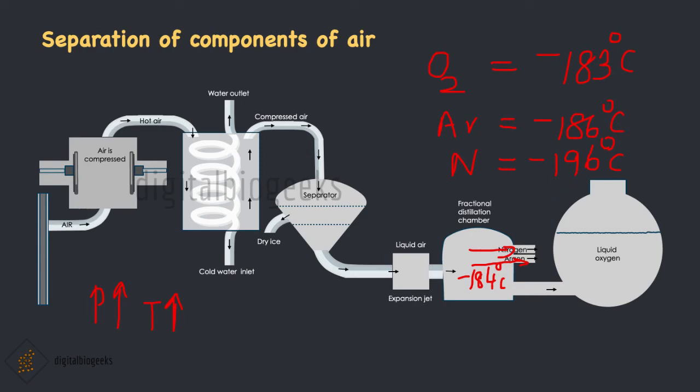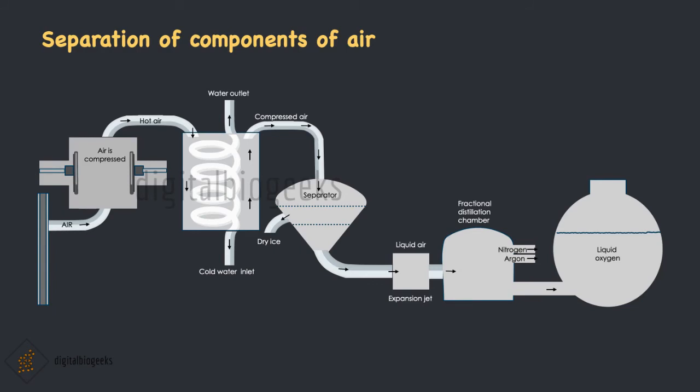But as the boiling point of oxygen is not yet reached, the oxygen vapors will condense in the column and will settle down in the flask. The liquid oxygen is then collected in another container. Like this, using the fractional distillation method, we can separate the components of air.